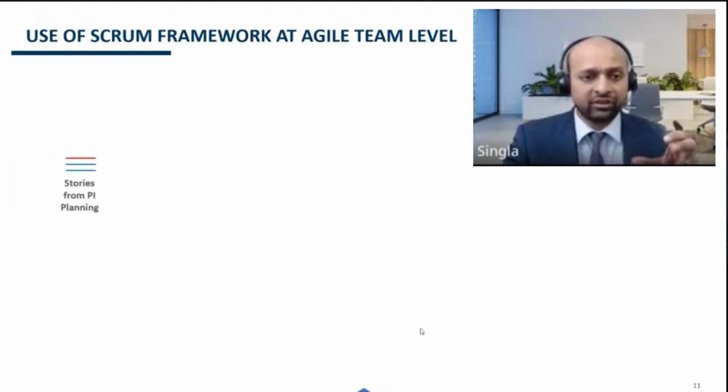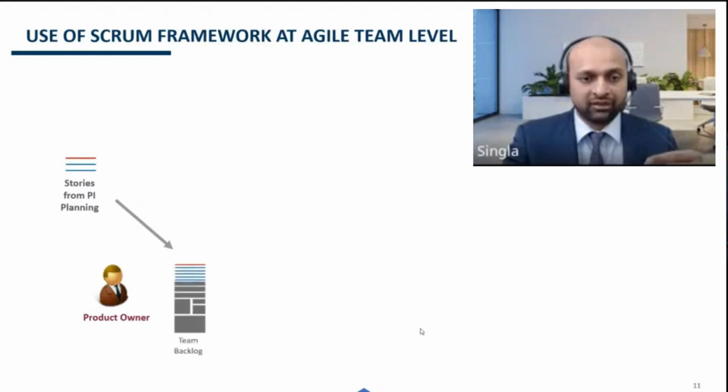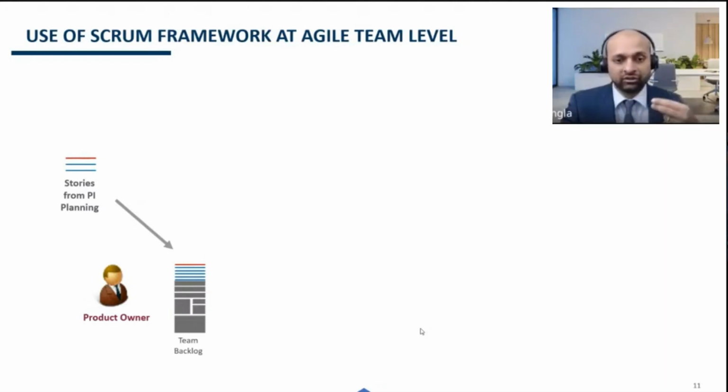So it all starts with user stories, which were allocated to this agile team during the PI planning exercise. All the user stories which were allocated to this team during the PI planning exercise are brought to the team level backlog. And you can see that there are two kinds of user stories here, red user stories and blue user stories. Red user stories are the enabler user stories, which are basically the technical building blocks on which the blue user stories will be built. And blue user stories are the business user stories.